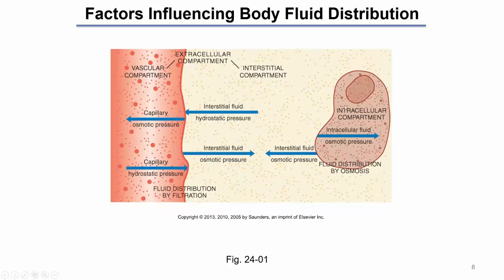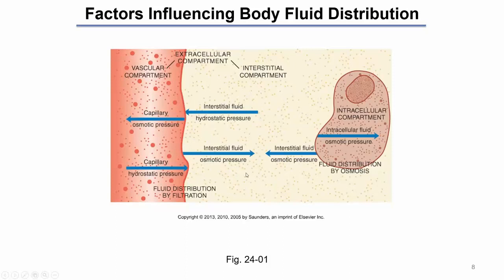So we'll start off with looking at the cell over here. Within the cell, we have intracellular fluid osmotic pressure, because there are a lot of proteins within the cell, as we all know, right? That's the main force driving fluid into the cell: the osmotic pressure. As opposed to the interstitial fluid, which is very protein poor, there's not much osmotic pressure, so that's not going to drive fluid into the interstitial compartment.